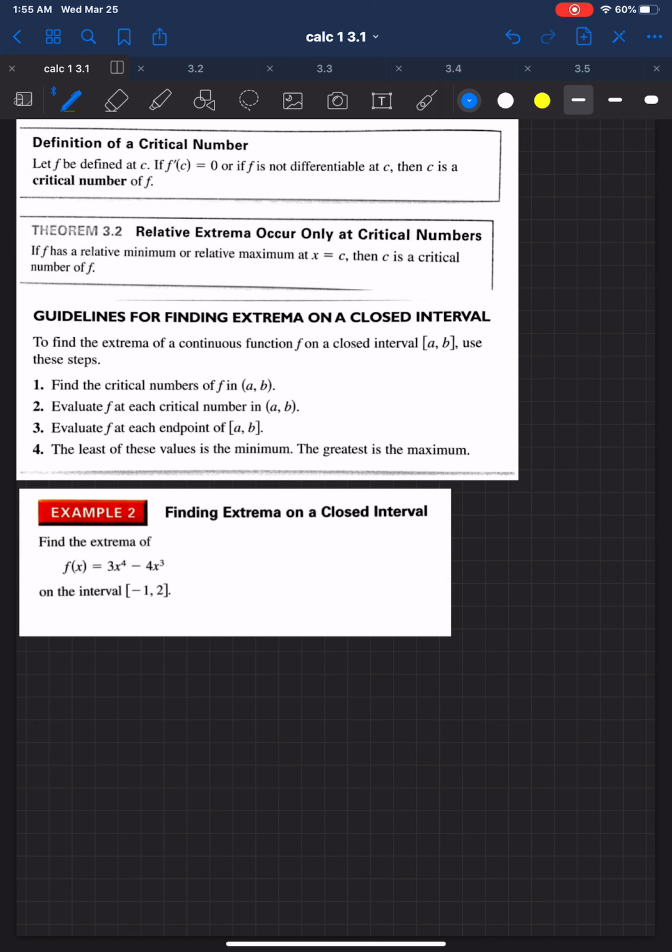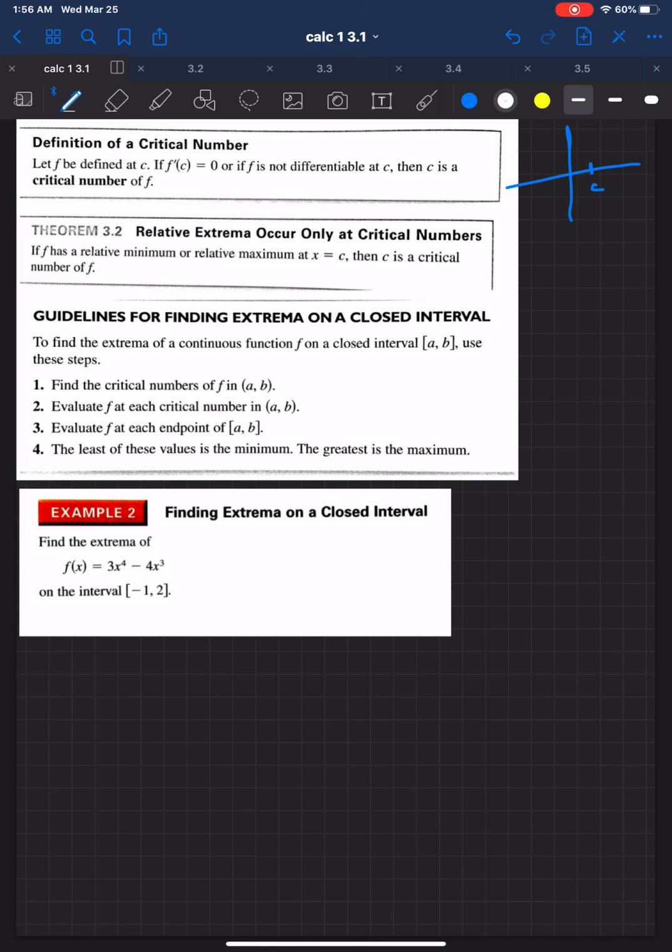It says, let f be defined at some point C. Again, stop taking these definitions for granted. All it means is that there's some point C, and if you plug it in, you will get a y value. So it's defined at C. It says if f prime of C equals 0.